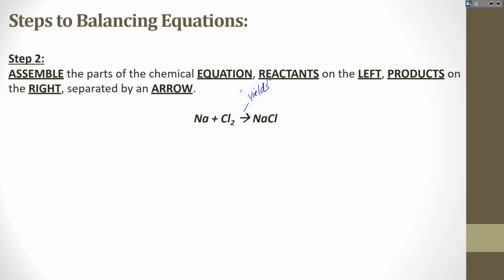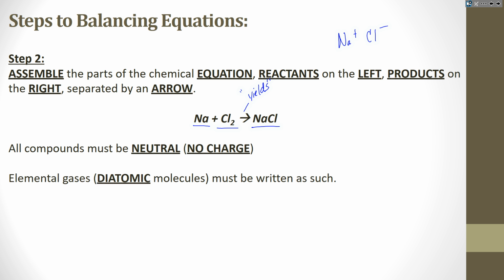Now notice the way I wrote the formulas. The formula for sodium is just Na, but the formula for chlorine is Cl2. Now sodium chloride is actually not NaCl2, it's Na+ and Cl-. It has to go together in a 1-to-1 ratio, so it's just NaCl. So where did that other chlorine go? That's what I'm saying here: our compounds must be neutral, the elemental gases have to be diatomics, like all of those rules that we did for naming still apply. We can't change the formulas. The formulas are whatever they are.